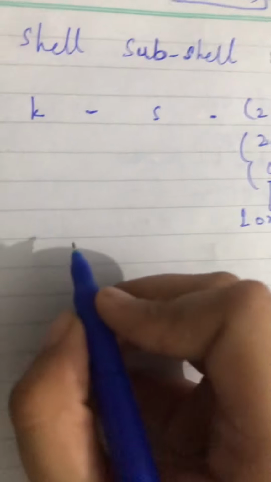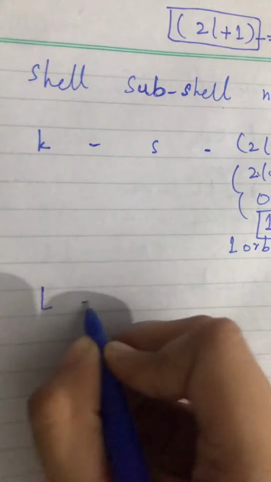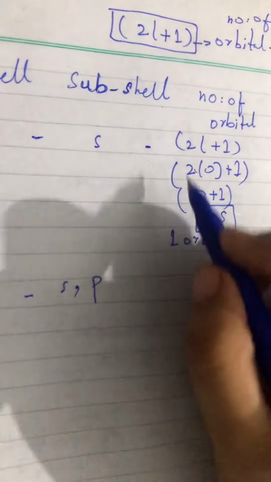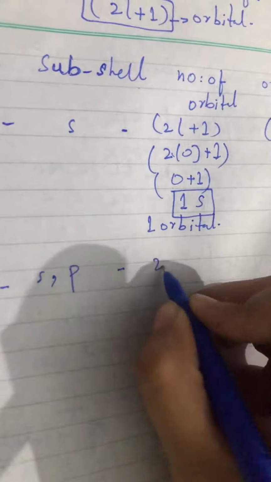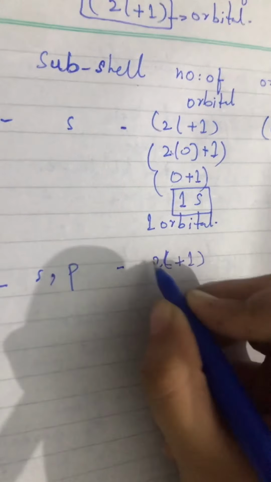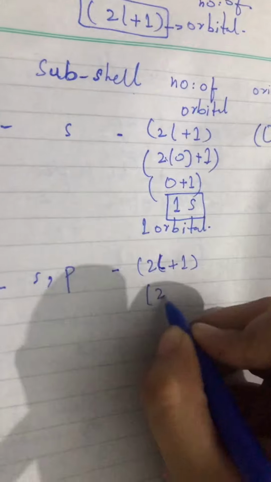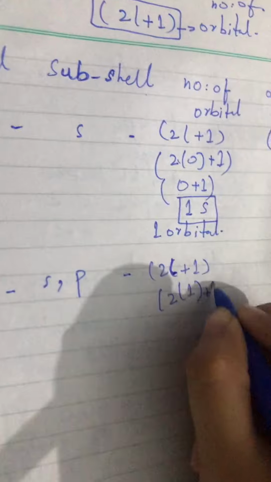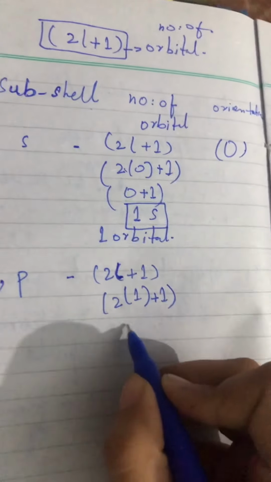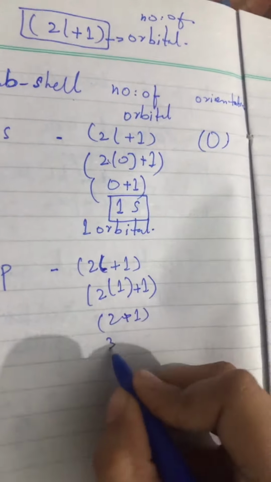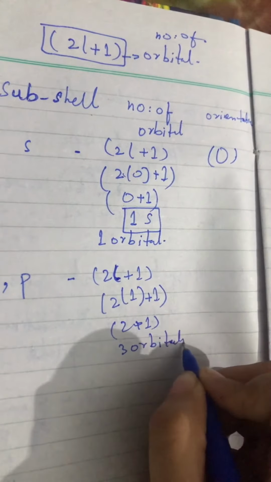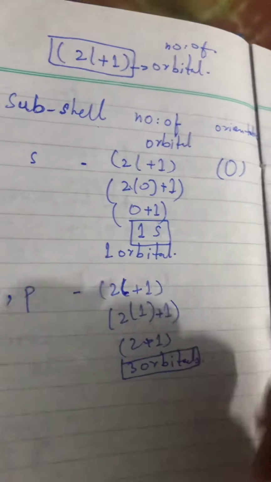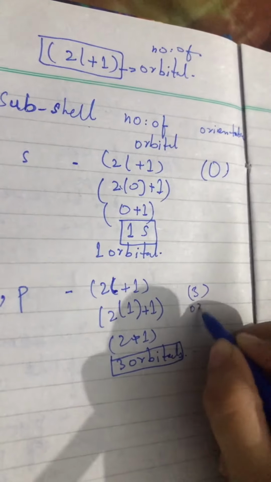If we look at the L shell, there are 2 subshells, S and P. Here we found the S, that is 1 orbital. Now for P, we have 2L plus 1. What is the azimuthal number of P? L of P is 1, so 2 times 1 is 2, 2 plus 1, that will be 3 orbitals in P. 3 orbitals, so there will be 3 orientations.